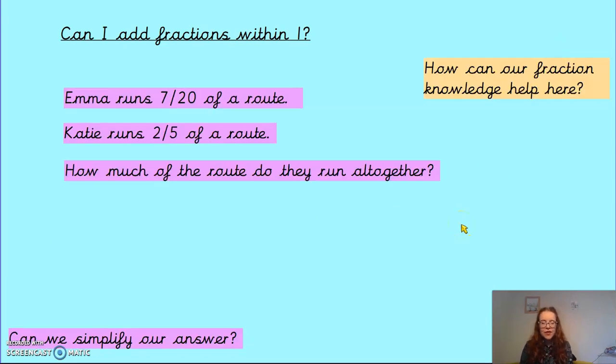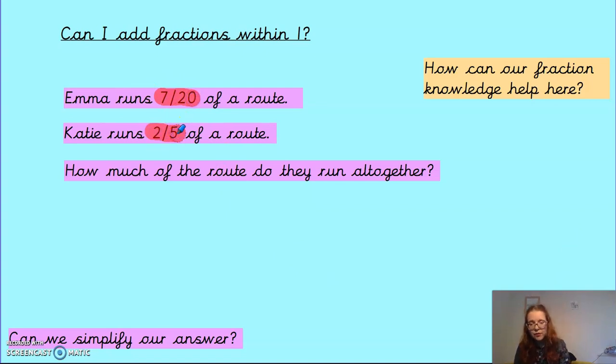Okay, here is a cheeky word problem. Now, I know that you will have smashed those word problems from yesterday, so this one is going to be really easy for you. Emma runs 7/20 of a route. Katie runs 2/5 of a route. It's the same route, so how much of the route do they run all together? So what are we going to need to add here? What addition is it asking us to do? Right, it's asking us to add 7/20 and 2/5.